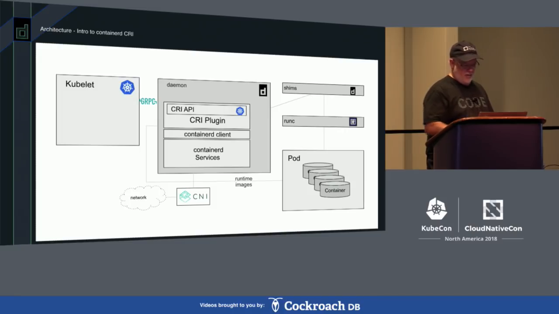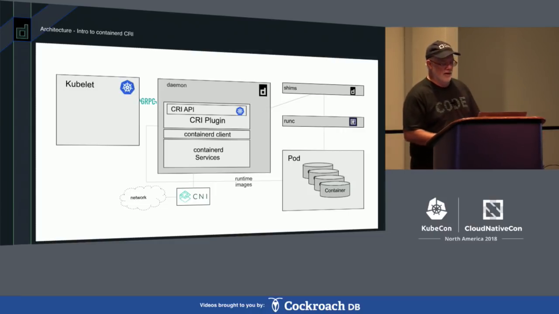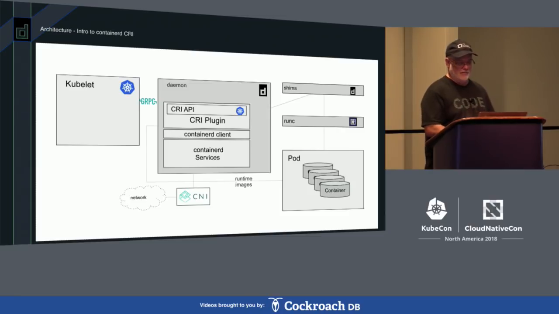We use, as shown, CNI to do all of our networking. After we create the pod, we'll go ahead and create a network namespace for it, and we'll use the CNI plugins to execute however you've configured it, be it flannel or weave. They're all supported.